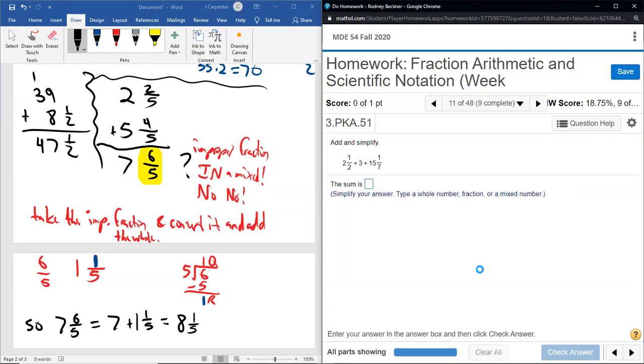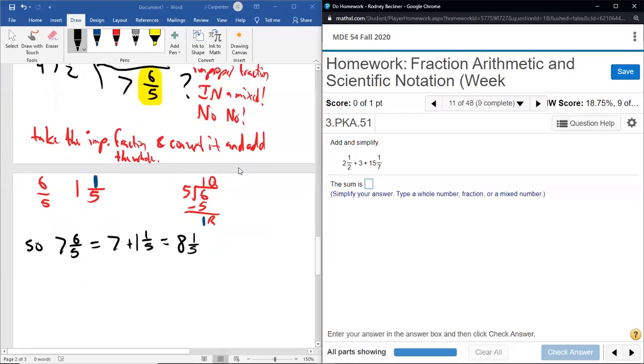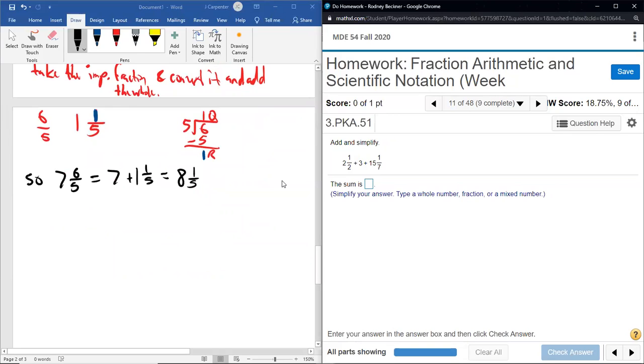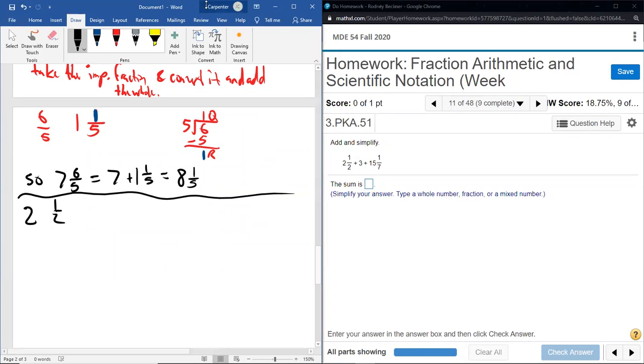Right. What about when we have mixed numbers with different denominators? Well, just get all of them to have the same denominator. So we'll take our 2 and 1/2 plus our, do I need a little more space?